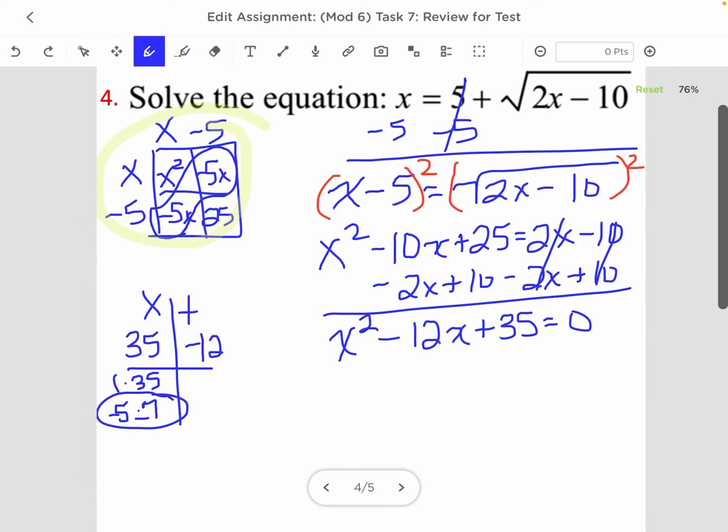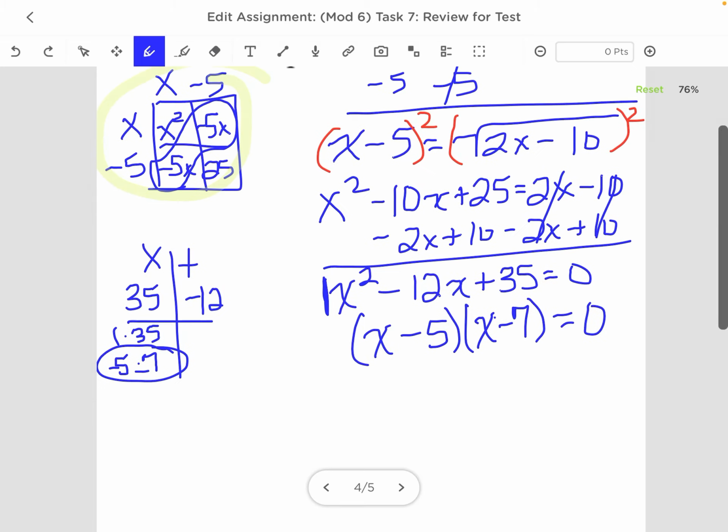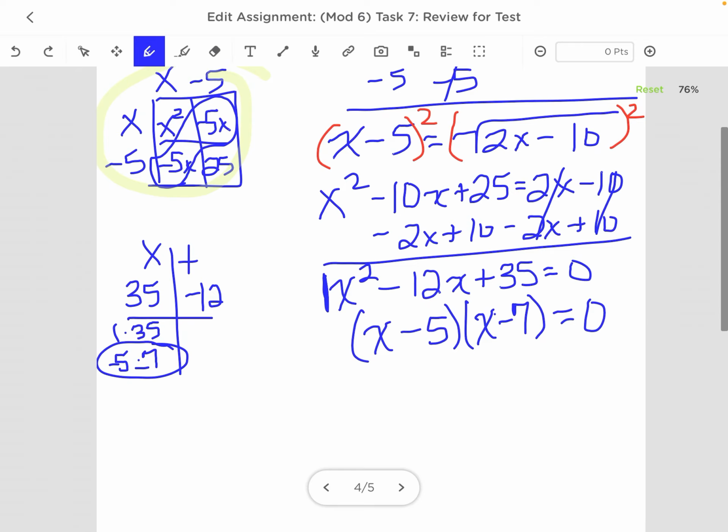See how fast I am at factoring? You got to get there. It's a shortcut because that leading coefficient is 1. So I'm able to go straight to x minus 5, x minus 7. And then they are two things multiplied together to give me 0. So one or the other must be 0.